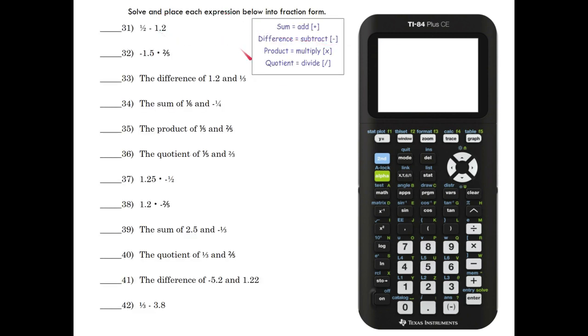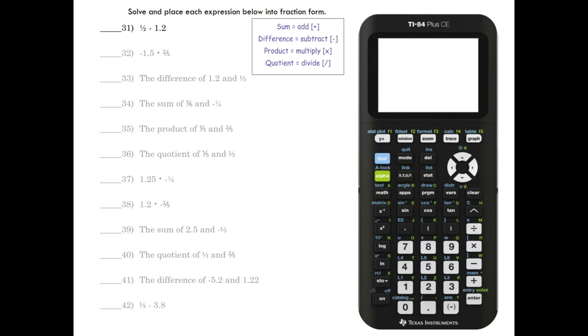Now in the questions, this is question 31 on section B, continued, on page 4. It says solve and place each expression below into fraction form. So remember, read the instructions carefully. You want to solve it using the calculator and then place it into fraction form. So we have 31, which is 1/2, and then you have the dash in between two numbers. Therefore, it's a minus sign. So half minus 1.2.